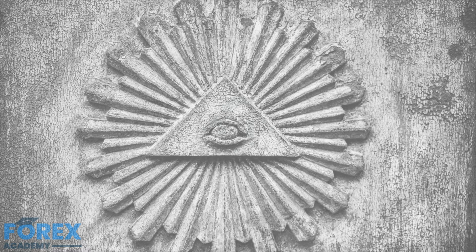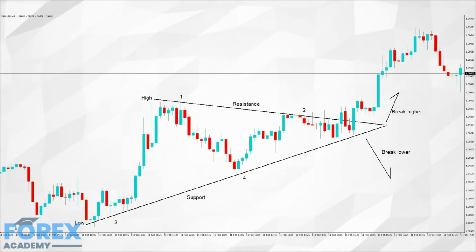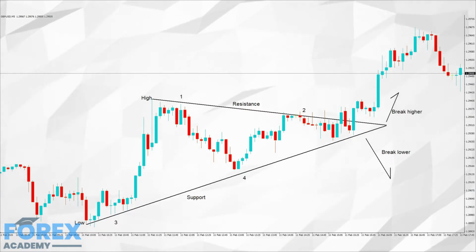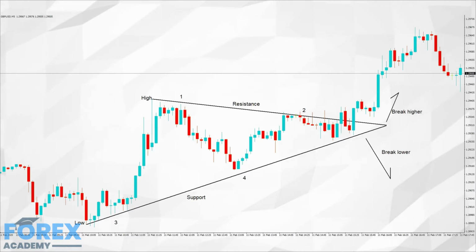So what is a triangle, or a wedge as it's sometimes referred to? It literally is what it appears to be, a triangle based on price action. Traders will identify these areas by drawing lines onto their screen charts, such as in example A. Here we can see a low point and a high point as marked on the chart, and where we have drawn two lines which act as resistance and support, the rules of which require that price action must touch both lines on at least two occasions, which they do at positions 1, 2, 3, and 4.